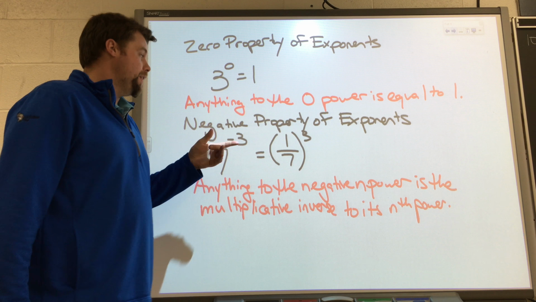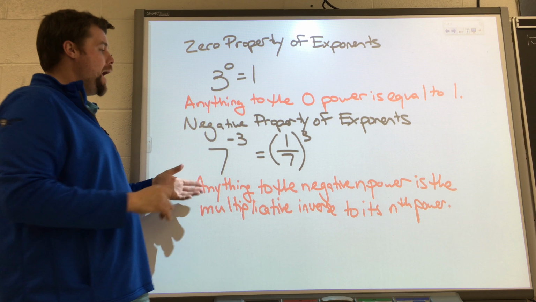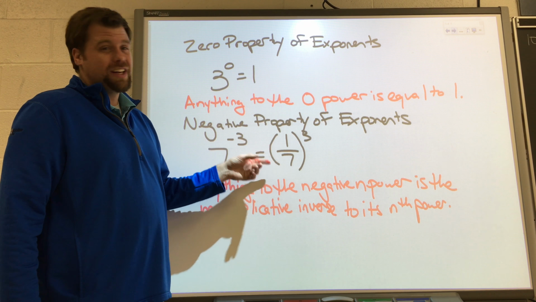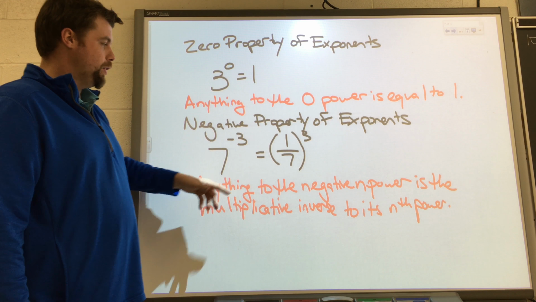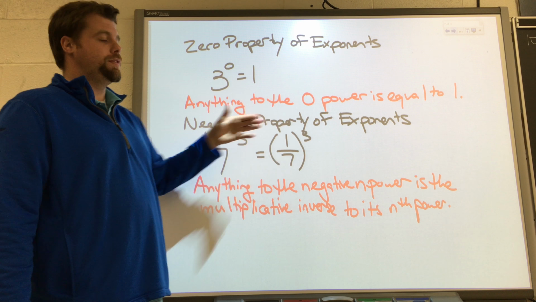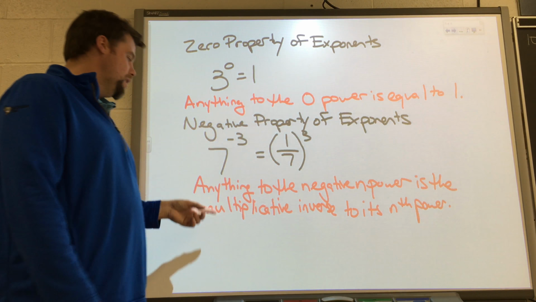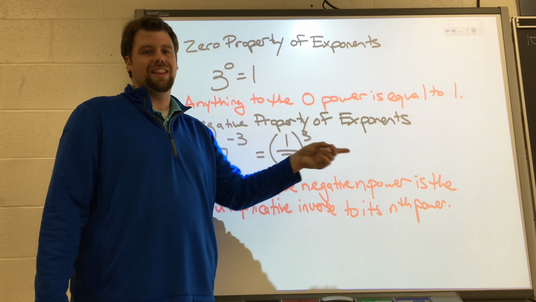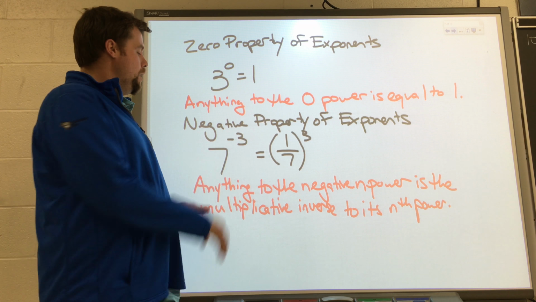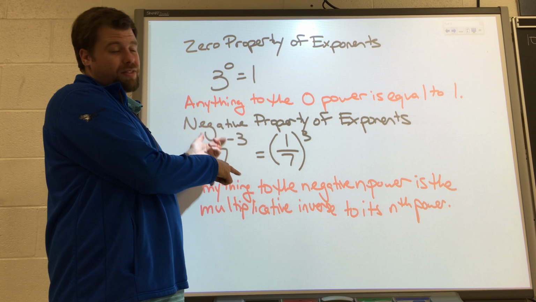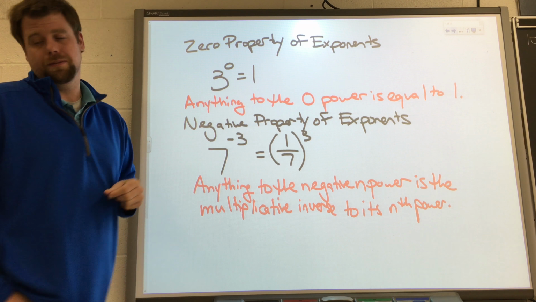The negative property of exponents, basically when you have a number raised to a negative exponent, what happens is you take the multiplicative inverse and you raise it to the positive exponent. For example, 7 to the negative 3rd is equal to 1/7 to the positive 3rd power. Anything to the negative n power is the multiplicative inverse to its nth power. So for example, again, 7 is being raised to the negative 3rd power. Multiplicative inverse, or the reciprocal of 7, is 1/7. That's 1/7 to the positive 3rd power.